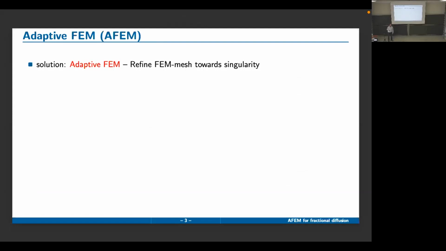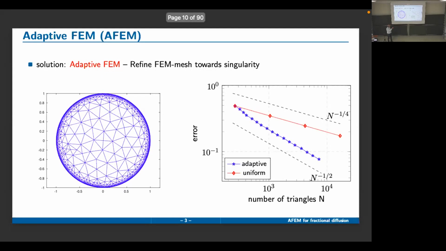A solution, as you all know, can be adaptivity. So you refine your mesh towards the singularity, and this is how a mesh for a fractional PDE would look like in 2D. So really a lot of elements very close to the whole boundary. And in the first part of my talk, I want to explain that if you do uniform refinement, you see this rate, and if you do adaptive refinement, you see this rate. So this will be the optimal convergence of FEM.